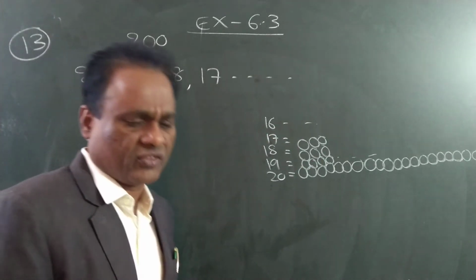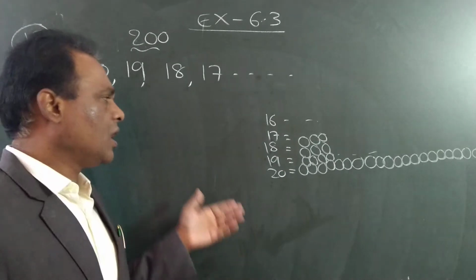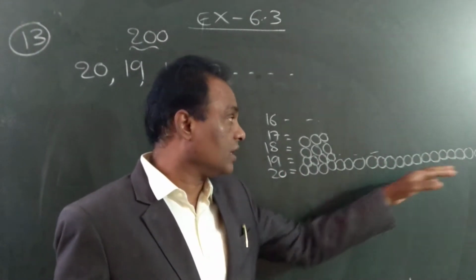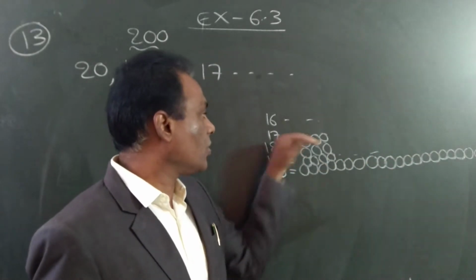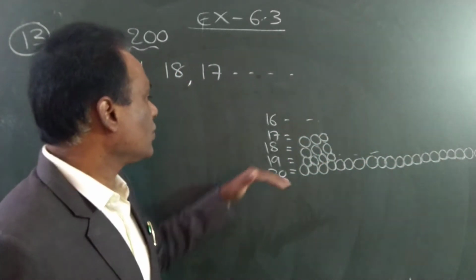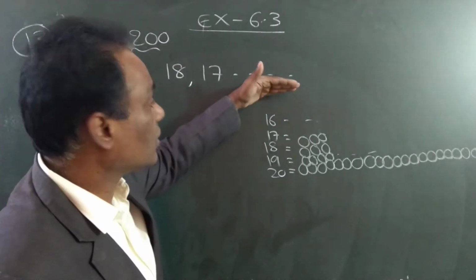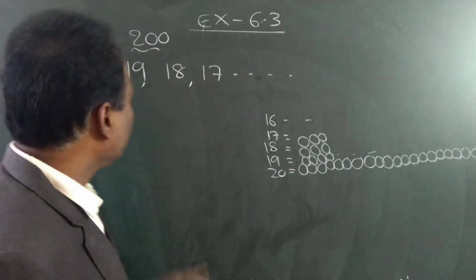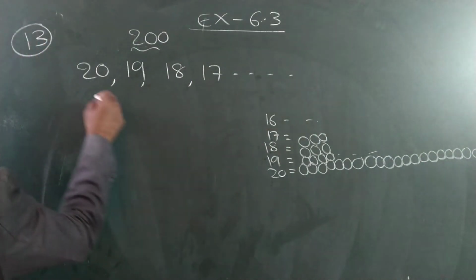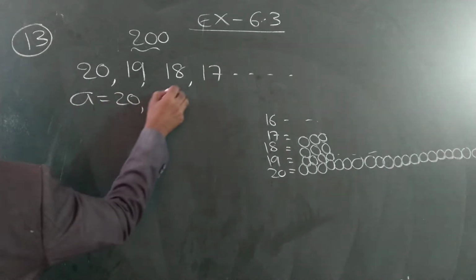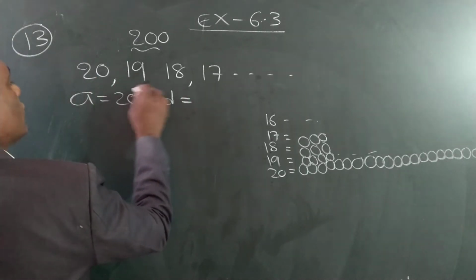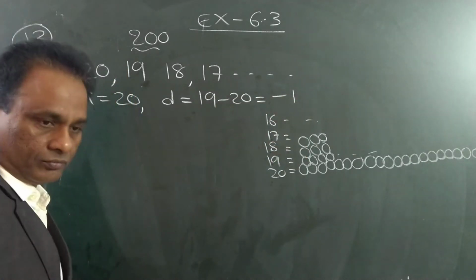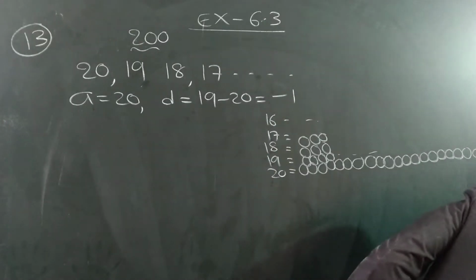Only the simplification part is left, so once again I explain. On the bottom, 20 logs. Above it 19 logs, above it 18, above it 17, above it 16. Like that, how many rows are required to adjust all 200 logs? This is perfectly an arithmetic progression. a is equal to 20, d is equal to 19 minus 20, that is minus 1.